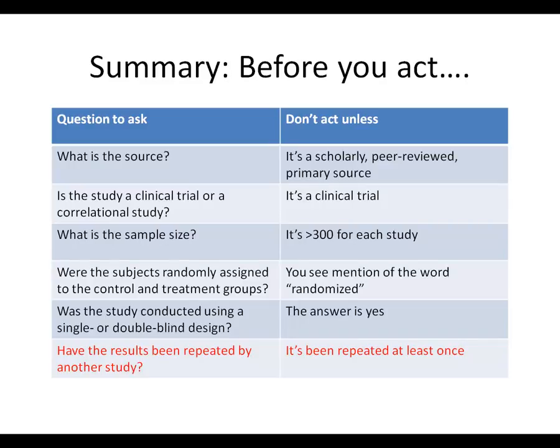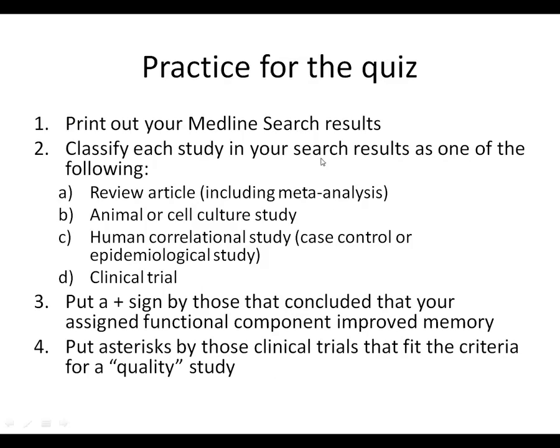So that is the final list. What I would like for you to do is to print out these Medline search results that you have, maybe a couple pages. If you're working from a paper copy, you'll be able to mark it up. Go through your list and classify each study as one of the following: a review article, and if you see a meta-analysis, that's a type of review article; an animal or cell culture study; a correlational study; or a clinical trial.